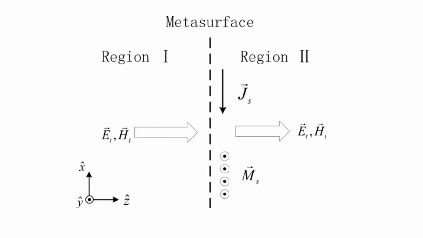Here we can see how the reflected wave is neglected to minimize the reflections of the metasurface, assuming that a metasurface is located at z equals 0 and illuminated by an incident wave propagating along the positive z direction that is determined beforehand.